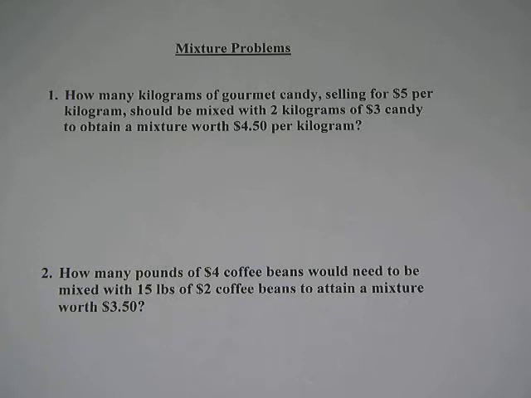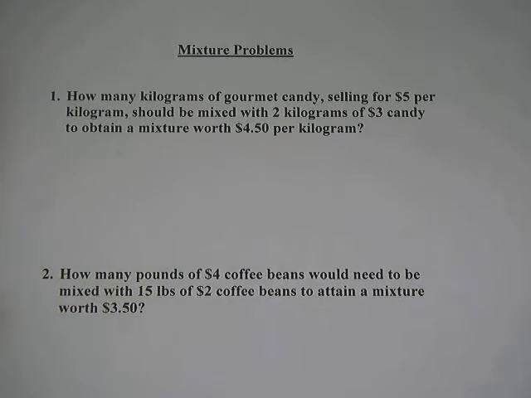It can be anything from chemistry to, we're going to use some candy examples, etc. And like I said, we're going to try and make this simple with a real easy visual organizer for you. So let's just jump into it. It says, how many kilograms of gourmet candy selling for $5 per kilogram should be mixed with 2 kilograms of $3 candy to obtain a mixture worth $4.50.